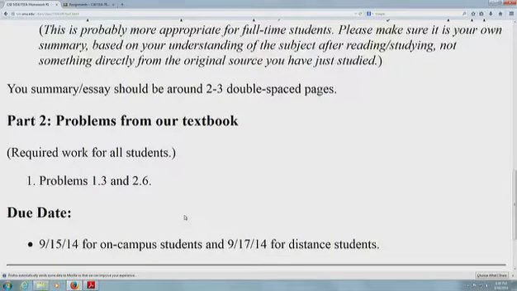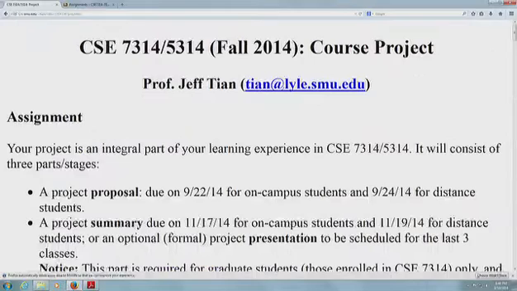Okay. Any more questions about the homework? Okay, now let's move on to the project. Previously, I talked a little bit about the mechanics of the project. We have 3 parts: a project proposal, a project summary and presentation, and the project report. Everyone has to submit a proposal. Everyone has to submit a report. But the summary and presentation part is optional for the undergraduate students, but required for the graduate students. You can submit a summary without a presentation.